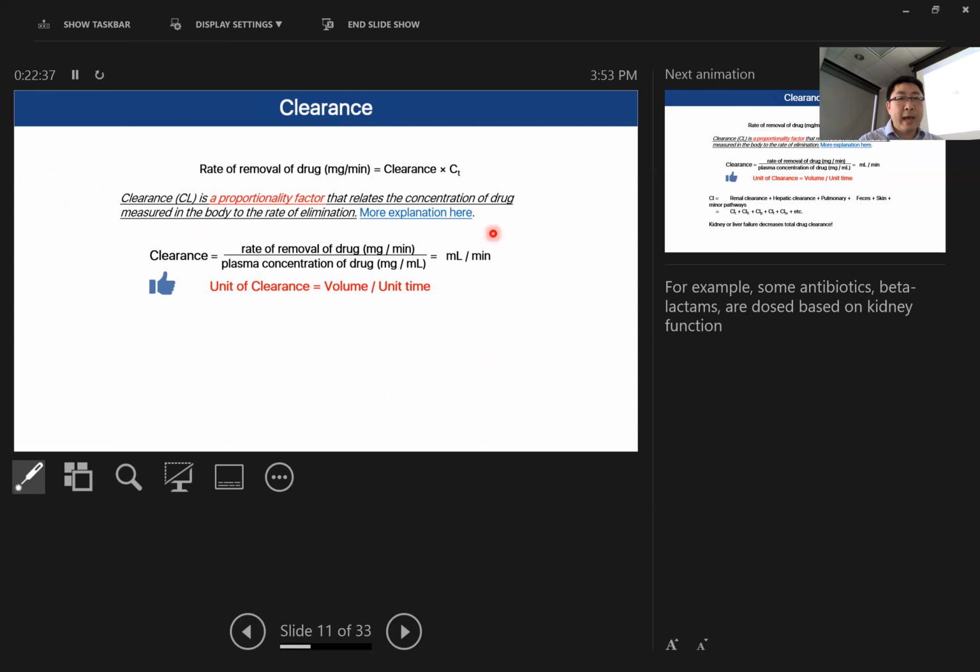Clearance is a proportionality factor that relates the concentration of drug matter in the body to the rate of elimination. I don't think you have to remember this one, because frankly I don't find this relationship that useful.